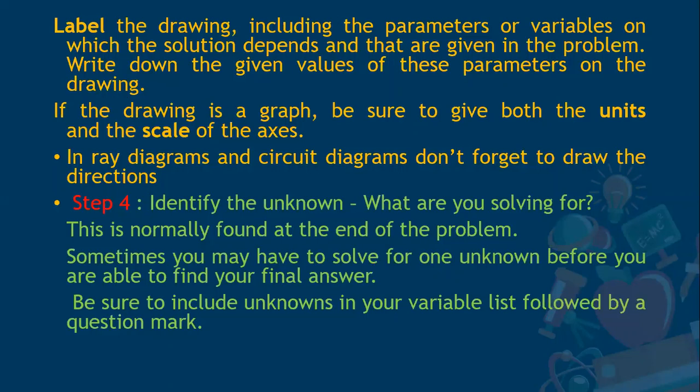The next step is you have to identify what you are going to solve. This step will normally be found at the end of the problem. Sometimes you have to solve one or more unknowns. So first you have to find out one unknown. From that unknown, you have to find out the next one. So you have to write the unknowns, put a question mark, and follow it.